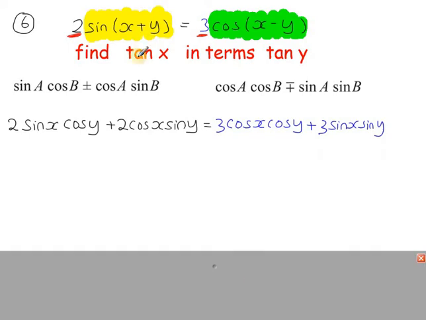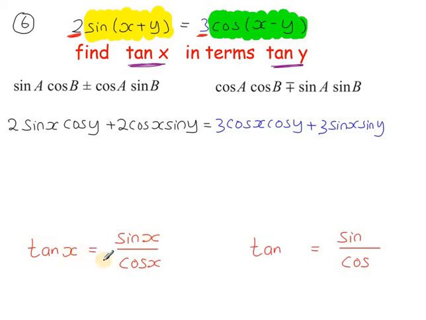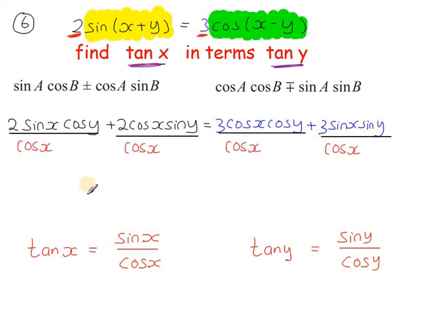Now to get terms in terms of tan, we know the identity that sine over cos is tan. So as long as the angle is the same throughout, so this could have been in terms of angle y as well, so sine y over cos y is tan y. So I'm going to divide by something throughout. So I've got 4 separate terms here. I need to divide each one by the same thing. So if I divide by cos x throughout, then these are the same. That cos x there will cancel with that cos x there.